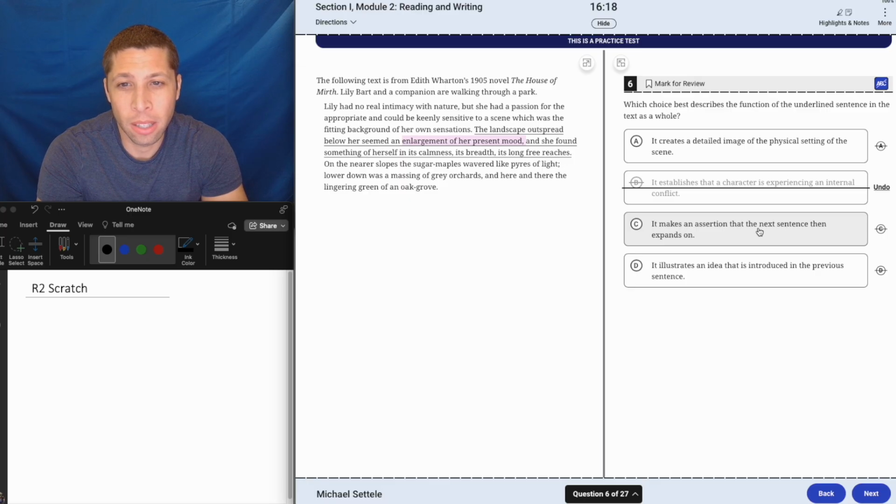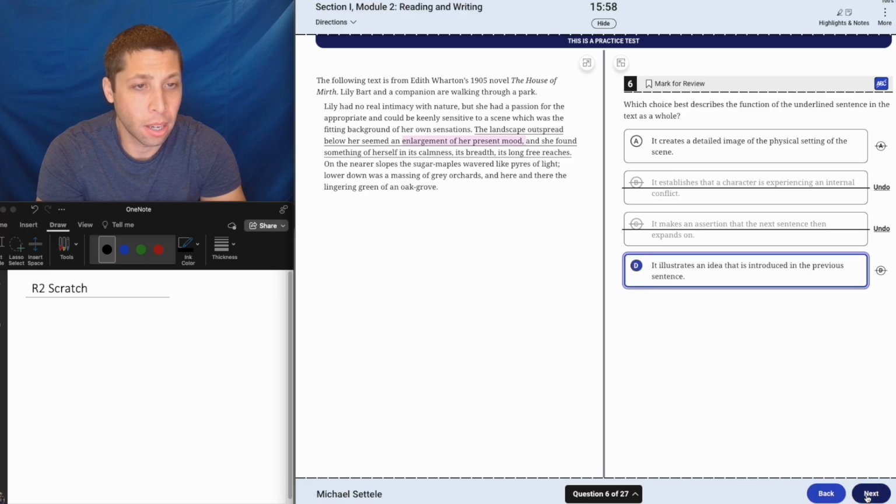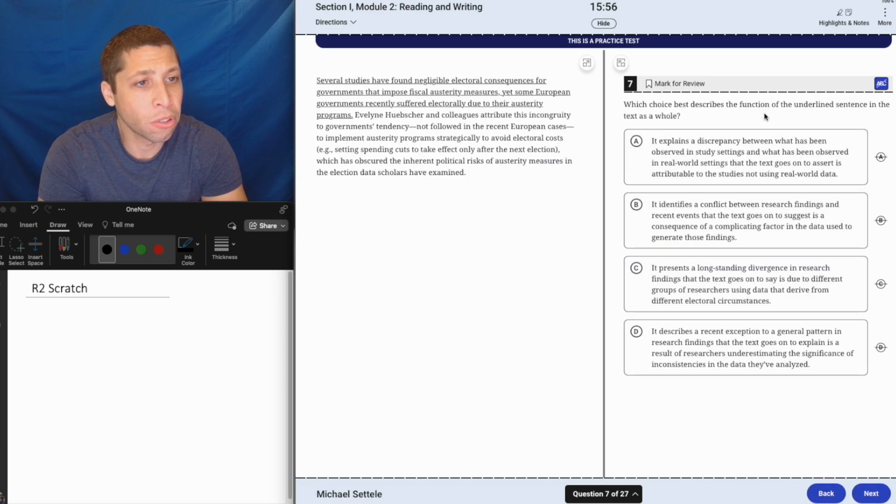What's the assertion? It's an enlargement of her present mood. The next sentence is not expanding on that. It's just a description. I don't think that's right. It illustrates the ideas introduced in the previous sentence. Right. It's sensitive to a scene which is the fitting background for her own sensations, right? So the background and her feelings are the same. This is reiterating that. Yes. Cool. Which choice best describes the function of the underlined sentence?